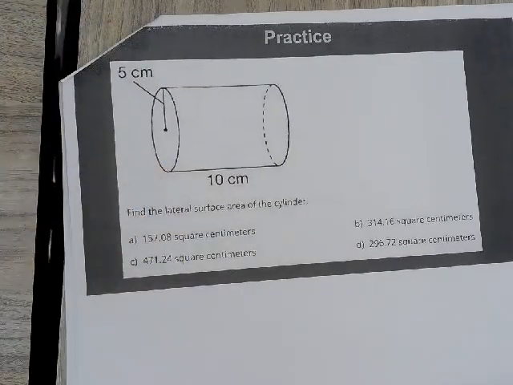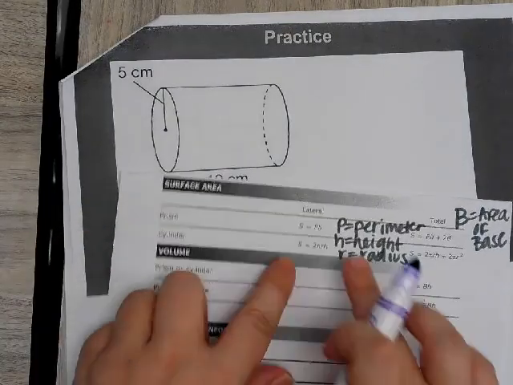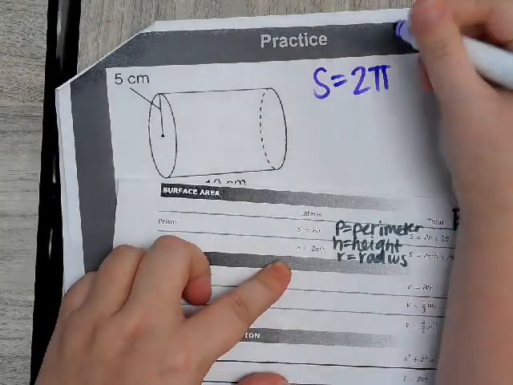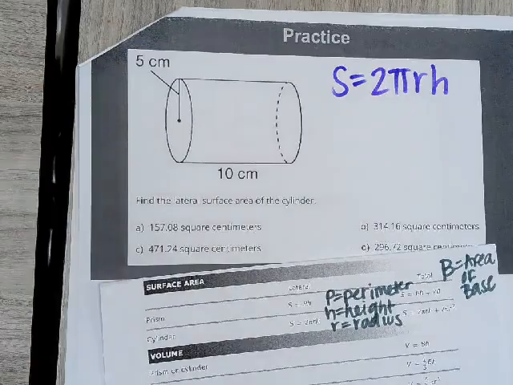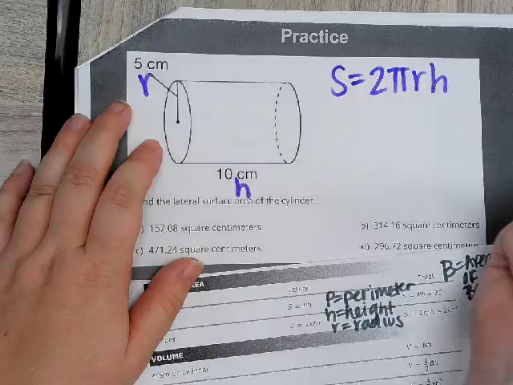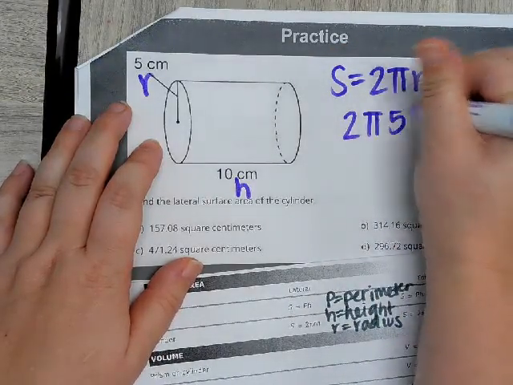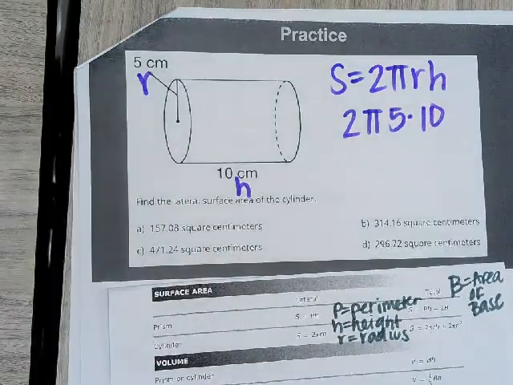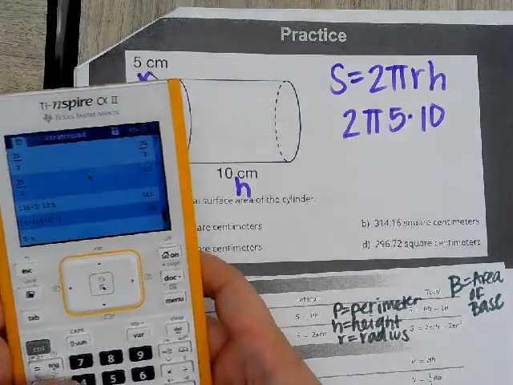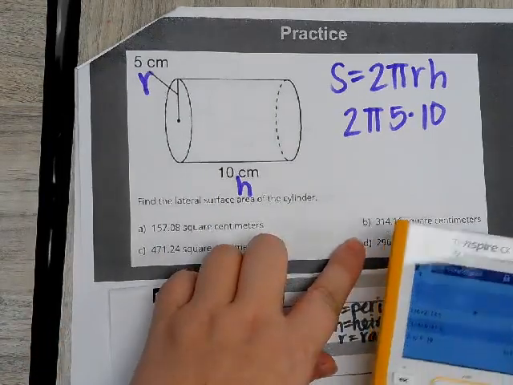Again, they want our lateral surface area, so I'm going to put my formula. So my formula is S equals 2 pi RH. 5 is my radius. 10 is my height. So I'm going to put 2 times pi times 5 times 10. I get 314.16.